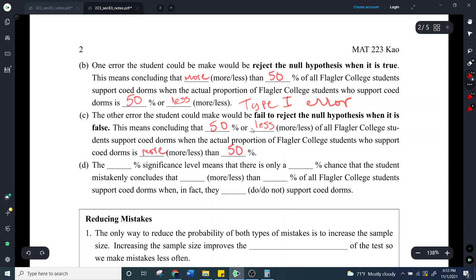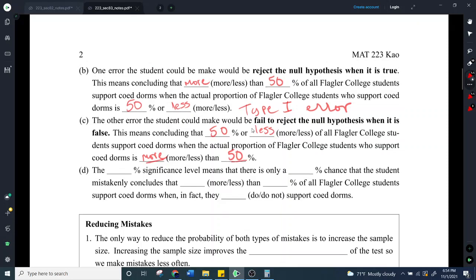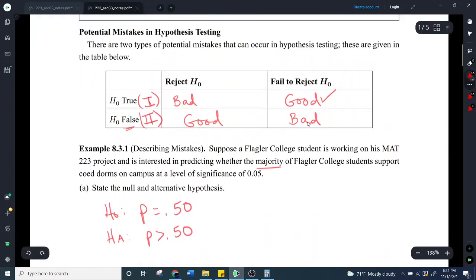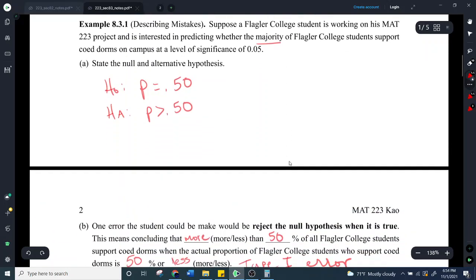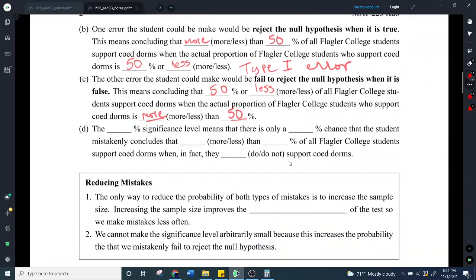So if he fails to reject the null hypothesis, let me say this again. I think I might have said this wrong. When he fails to reject the null hypothesis when it is false. Okay, so he fails to reject the null hypothesis. That means he thinks the null hypothesis is true when it's actually false. So if the null hypothesis is false, that means more than 50% actually support co-ed dorms. And so in that case, if he fails to reject the null hypothesis when it is actually false, that means he has made a type 2 error. So let's jot that down. That's called a type 2 error.